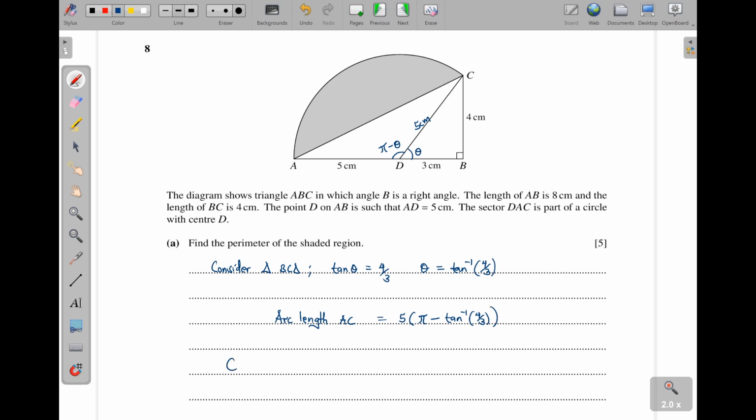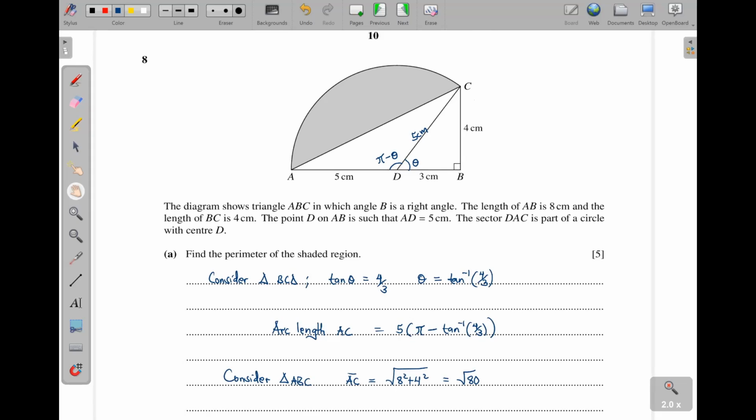Now, if we consider triangle ABC, this is a right angle triangle. Already this one is 8 and this is 4. So using Pythagoras theorem, we shall have AC, which is equal to the square root of 8 squared plus 4 squared. 8 squared is 64, then plus 4 squared is 16, so when you add that one is 80, so root of 80.